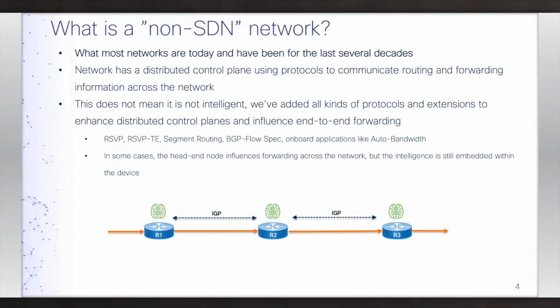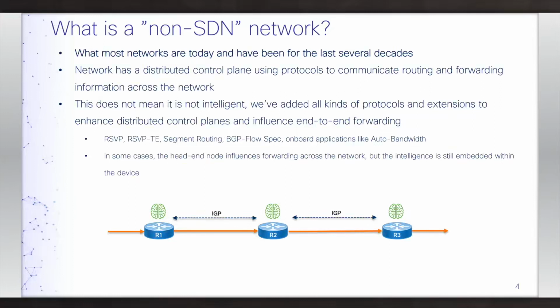And it's not to say that these networks aren't intelligent. We've added through standards and extensions over the years many different things to enhance the intelligence of the protocols and really the embedded networks themselves and the control planes. When you look at things like RSVP-TE and what we're doing with that, segment routing, even things like BGP FlowSpec, they're really adding intelligence to the network and more capabilities.